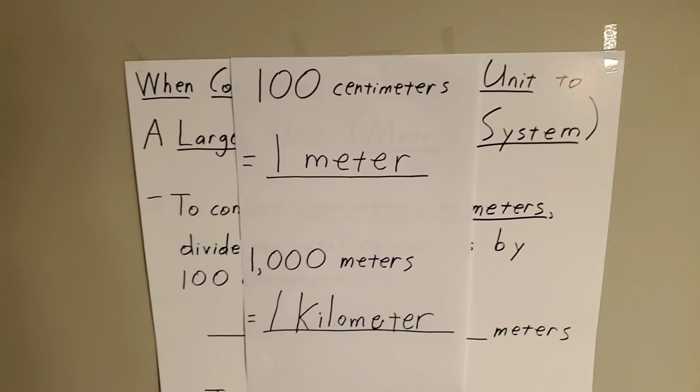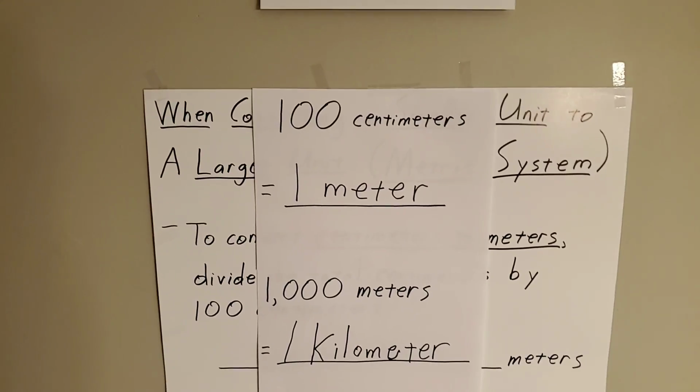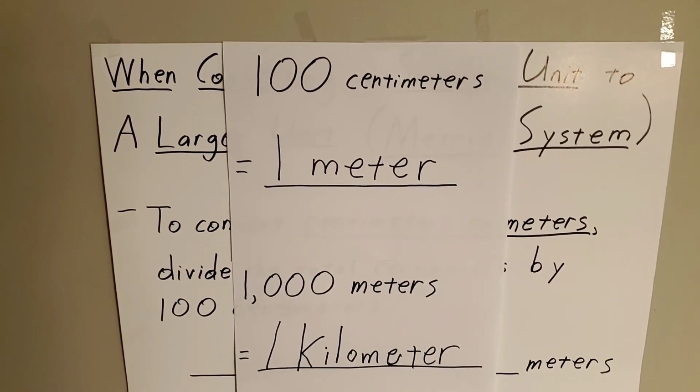Okay, so one more time, 100 centimeters equals 1 meter. 1,000 meters equals 1 kilometer.